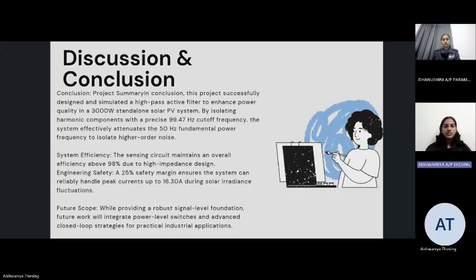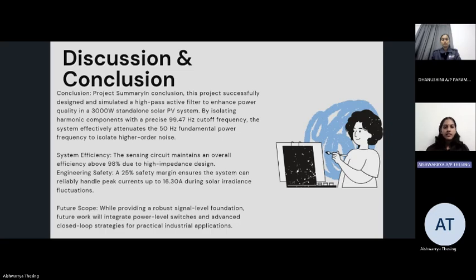Regarding system efficiency, the sensing circuit maintains an overall efficiency above 98% due to the high impedance design. This shows that the system operates with minimal power loss, which is important for continuous operation in real world conditions.